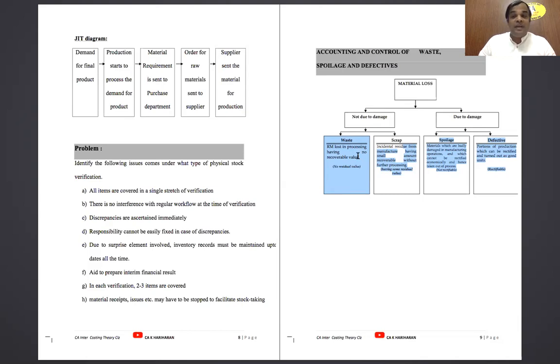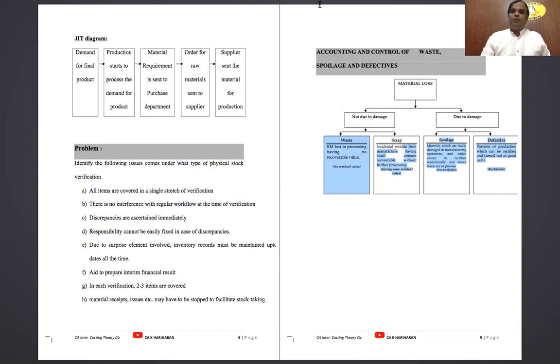Another one, wastage is connected with the input of raw material, scrap with the output. Understand the logic or not? Another beauty is wastage is due to what? Input of raw material, whereas scrap is connected with the output. At the time of production only scrap happens. Spoilage: spoiled means not rectifiable. Therefore, not rectifiable. Defective may be rectifiable.